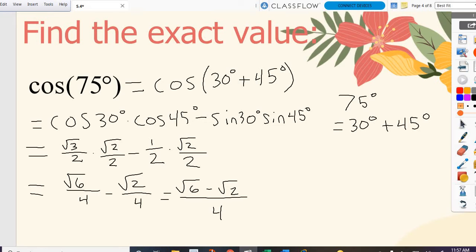So if I had tangent of 75, what would it equal? Like what trig function of 15 would it equal? So like cosine is the cofunction for sine. What's the cofunction for tangent? Cotangent. So that means that tangent of 75 would equal cotangent of 15, because they're cofunctions as well. Does that make sense? Alright.